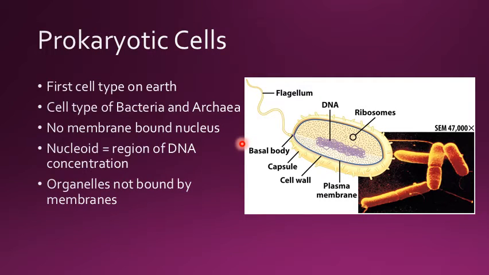Prokaryotic cells were the first type of cell on Earth according to evolutionary theory. They have no membrane-bound nucleus, so the DNA is just loose in a nucleoid region, and the organelles are not bound by membranes either. With the plasma membrane, prokaryotic cells typically have a cell wall and a capsule. The capsule surrounds both, and it says what it's made out of in the next slide. And it typically has a flagellum, some sort of thing for movement.